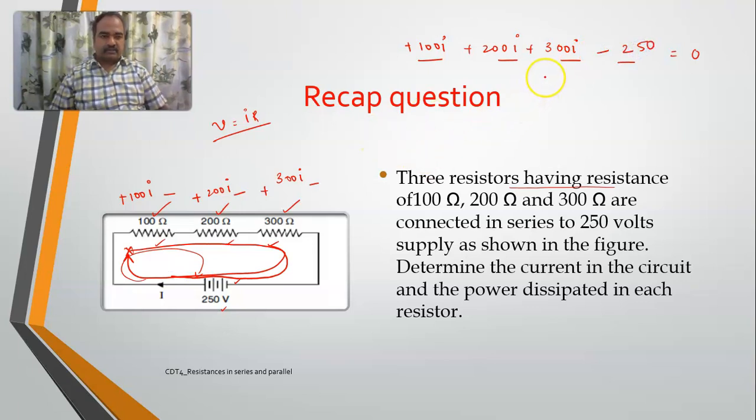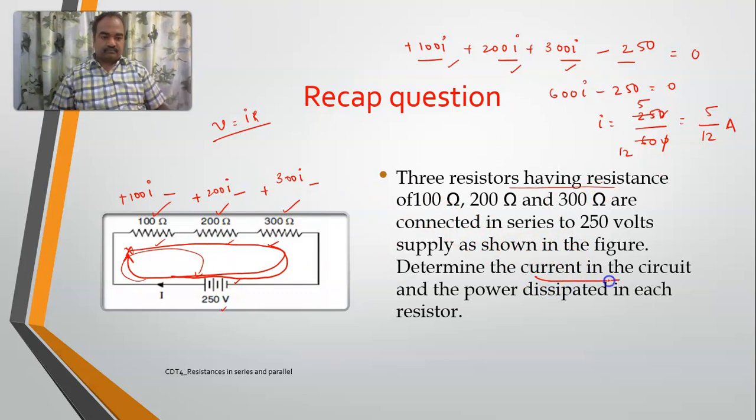So now if I solve this, 100I plus 200I plus 300I is 600I. Minus 250 is equal to 0. So I is equal to 250 by 600, isn't it? So 5 5s are 25, 5 12s are 60. So the answer is 5 by 12 amperes. This is the current which is flowing in the circuit.